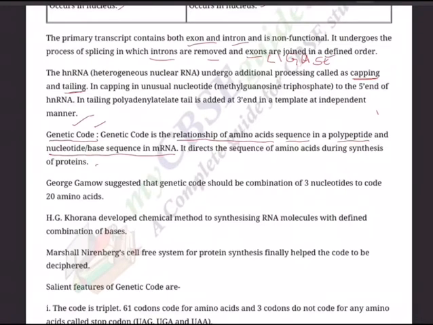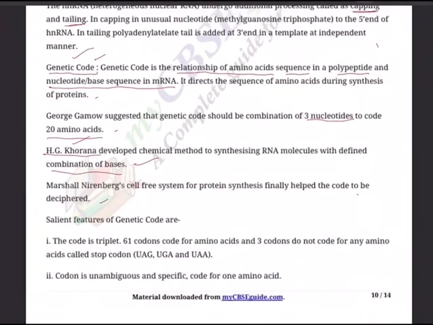George Gamow suggested that genetic code should be a combination of 3 nucleotides to code 20 amino acids. Like in our own H.G. Khurana, we are proud that he is from India and he has done a lot of work which the whole world appreciates. H.G. Khurana developed a chemical method to synthesize RNA molecules with a defined combination of bases. He has worked out all the various combinations of nitrogen bases which combine together to form a protein. Which are the nitrogenous bases? The 3 nitrogen triplet code is responsible for the attachment of amino acids so that it will form protein. Marshall Nirenberg's cell-free system for protein synthesis finally helped the code to be deciphered.